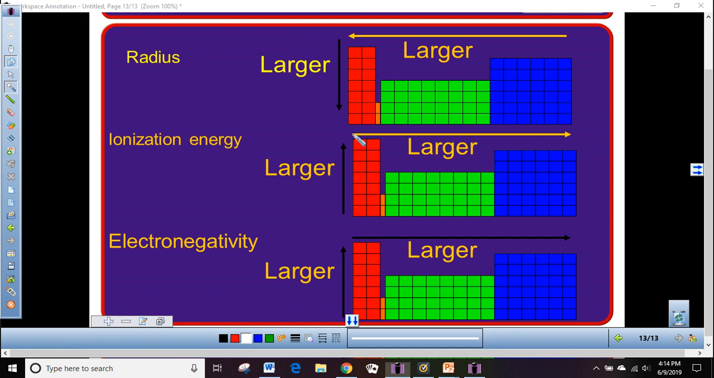The other 2 are up and to the right, except for this one is going to exclude the noble gases, right? Exclude the noble gases. So up and to the right, up and to the right, excluding noble gases for electronegativity. You also do need to know the definitions of these three words.